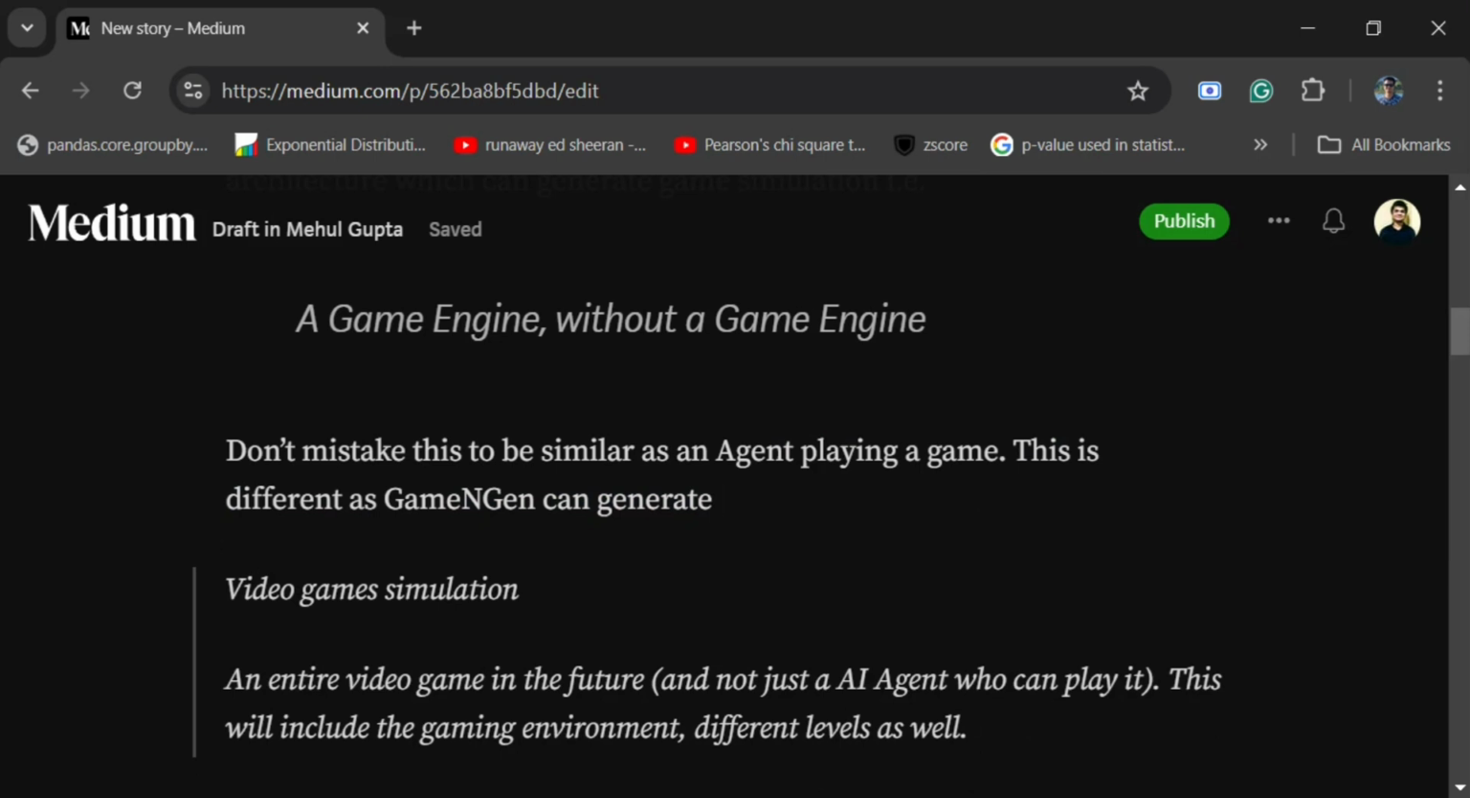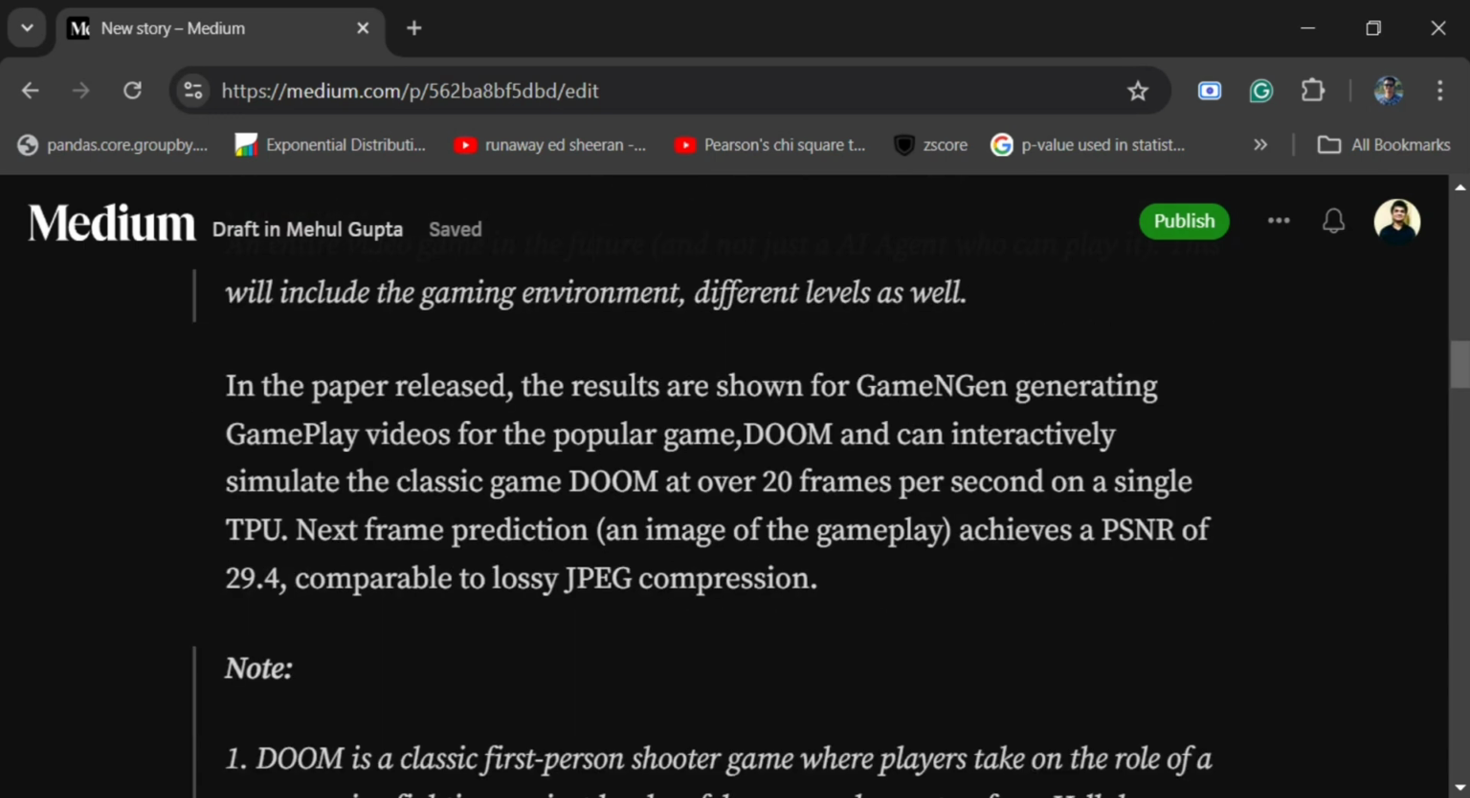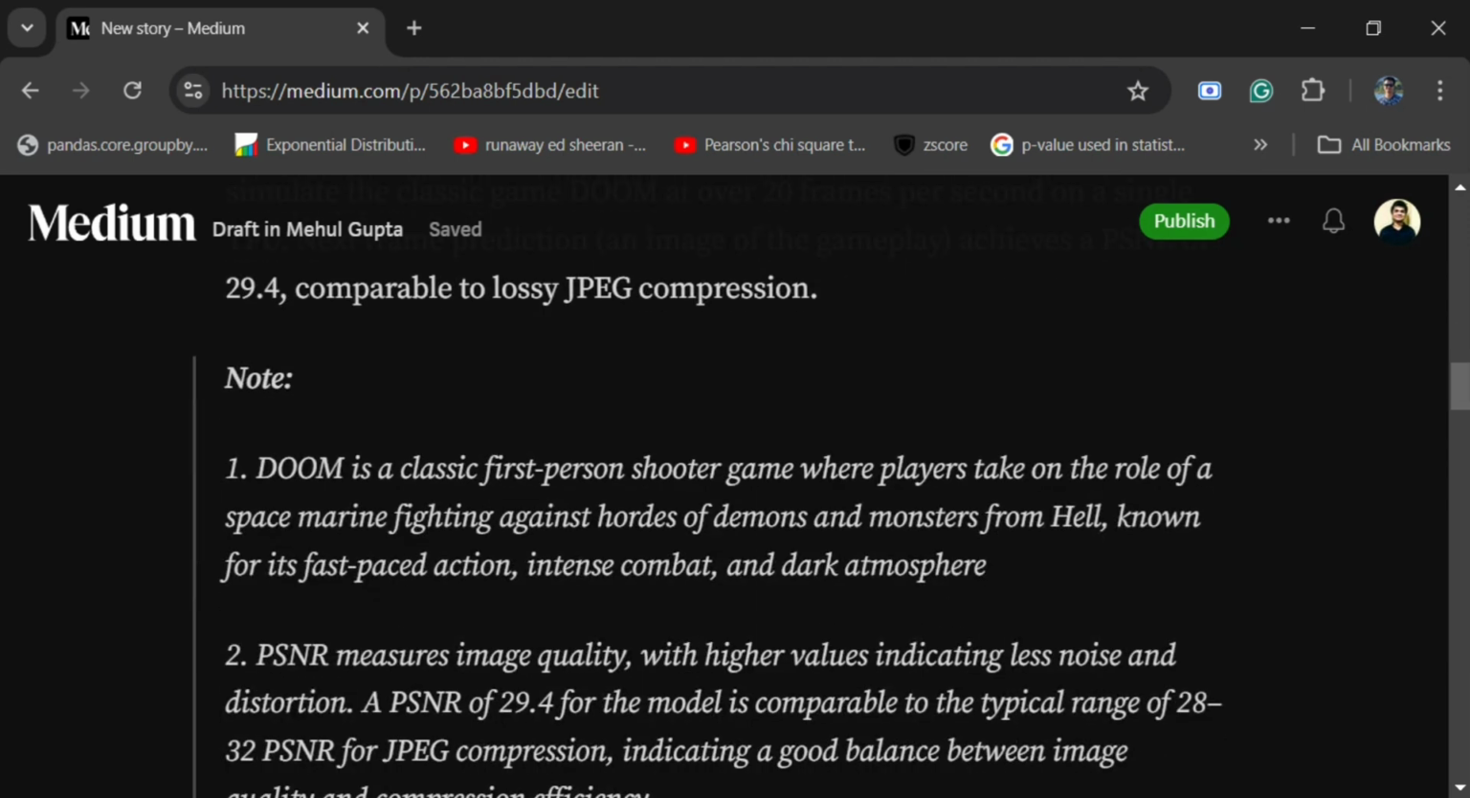So if GameNGen comes into play, it can help you generate video game simulations and an entire video game in the future. From setting up the gaming environment to different levels, everything can be done using a deep learning architecture. No software required. Talking about the results, in the paper that has been released by Google, they have tried the model on a popular game called Doom. If you don't know, Doom is a first person shooting game.